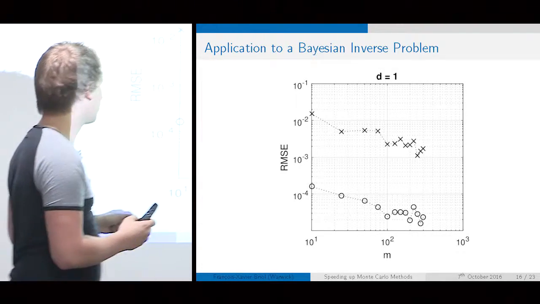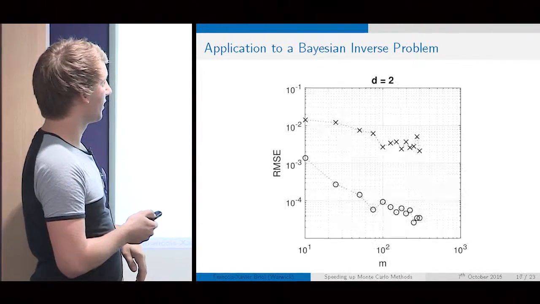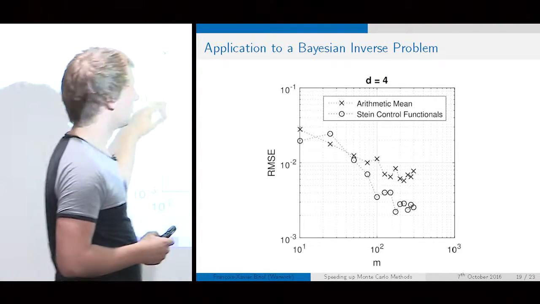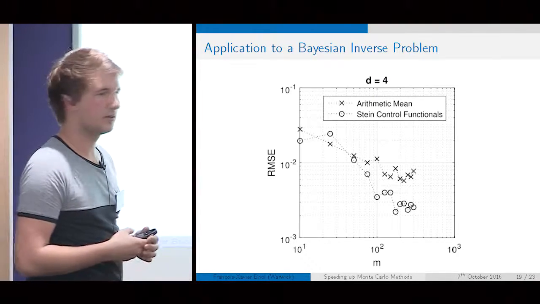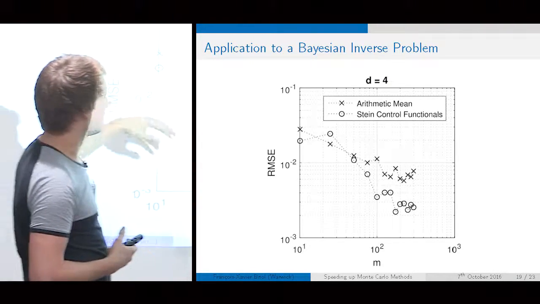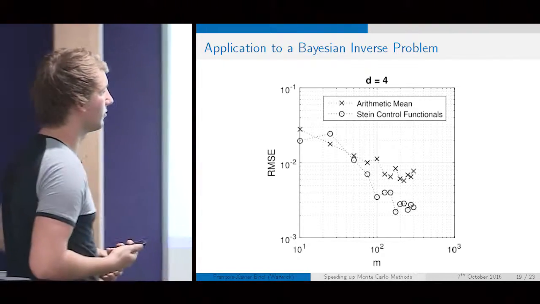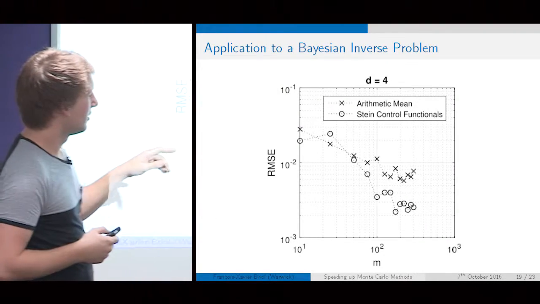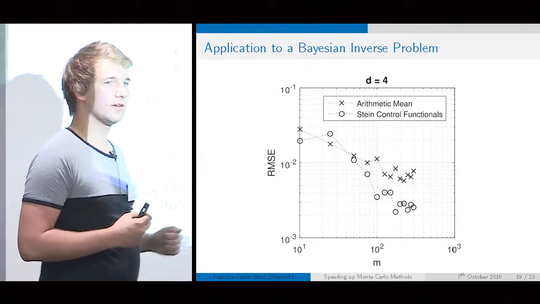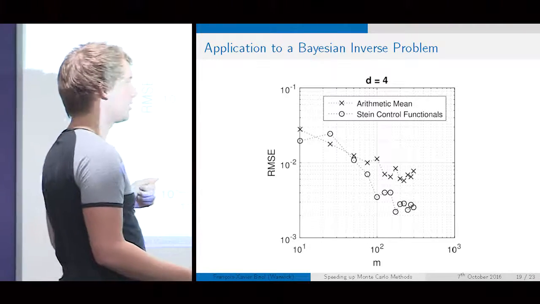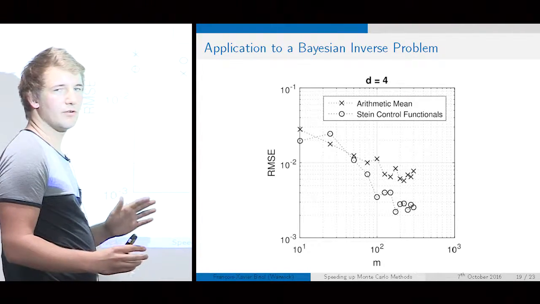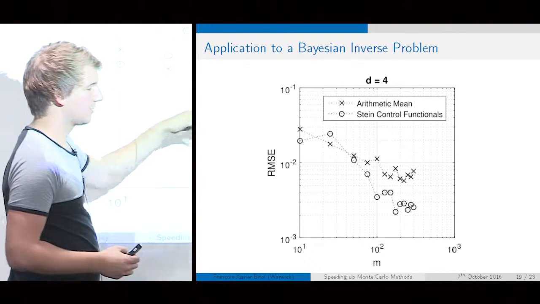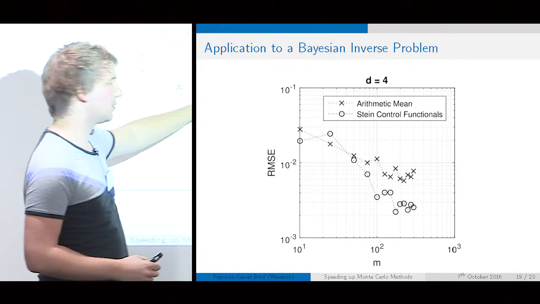However, this is only in d equals 1. When I increase d, this is still good, but then it gets worse and worse, and you don't always get such an increase in performance. So it really depends on the problem. I should say here that I've really been silly in the way I've chosen the parameters of my kernel. I've just fixed it at 1. I haven't done anything to learn that. I've also not done anything about the sampling of those points, so I've just reused the same points as here.